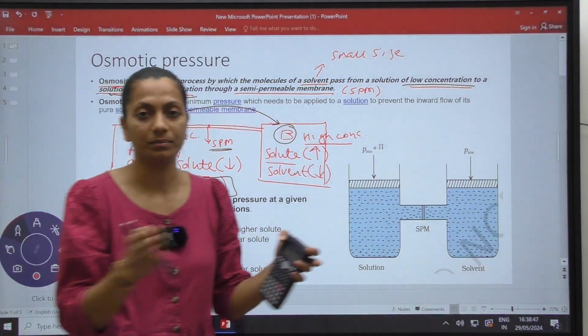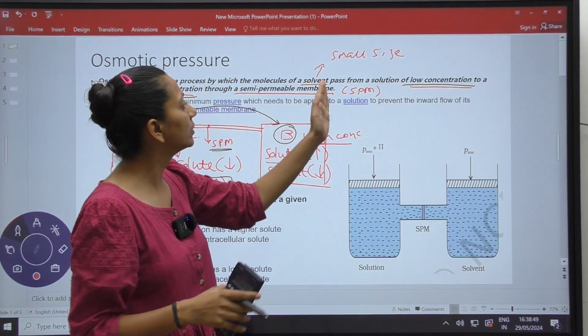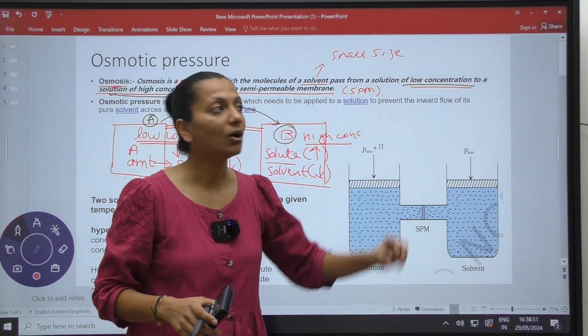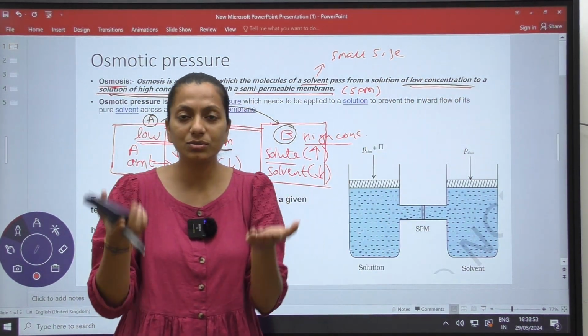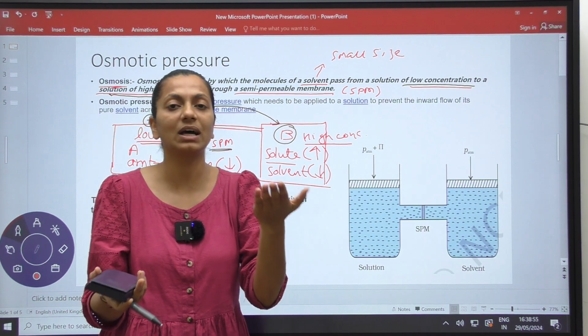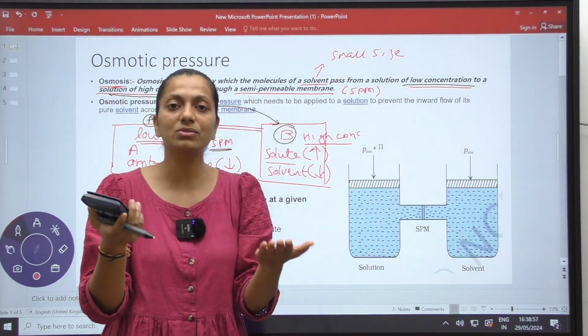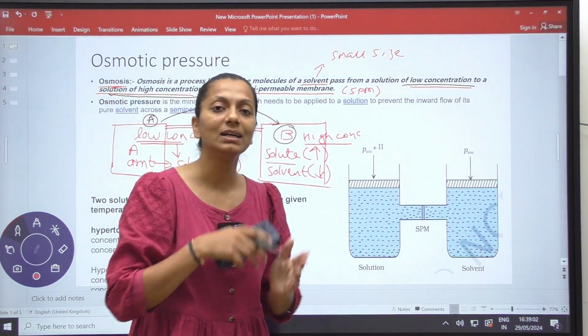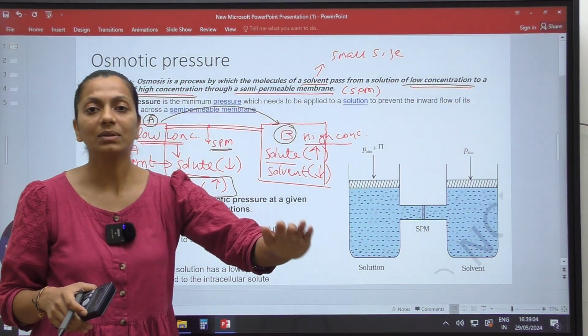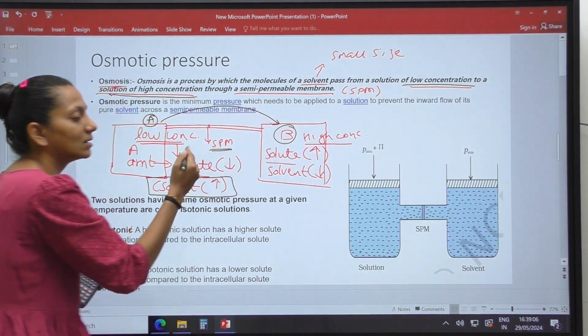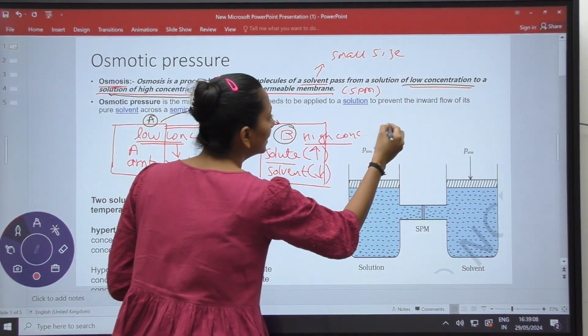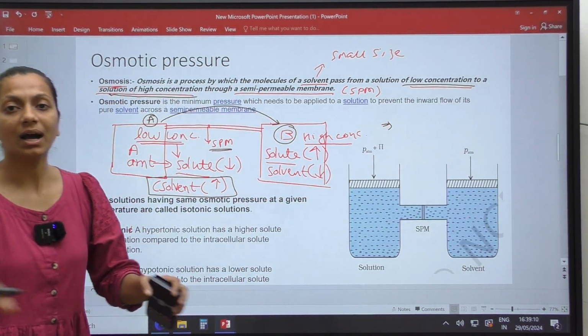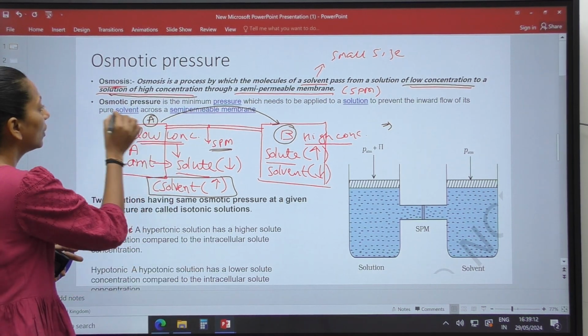Osmosis is the flow of the molecules of a solvent from a solution of low concentration. We have two solutions, one with a low concentration and another with a high concentration. The solvent molecules flow from the low concentration towards the high concentration to make the concentration equal, to have the same kind of osmotic pressure.